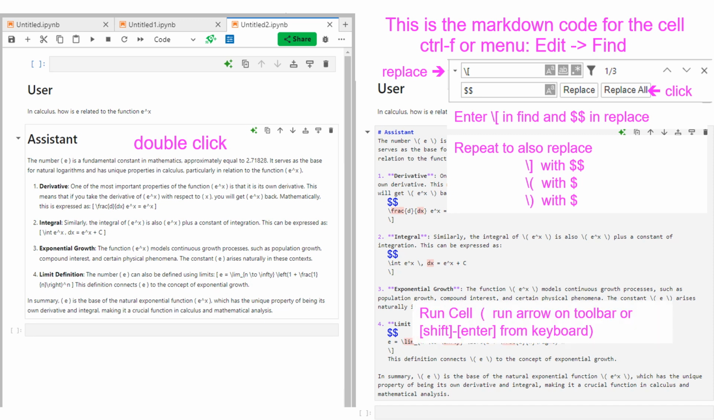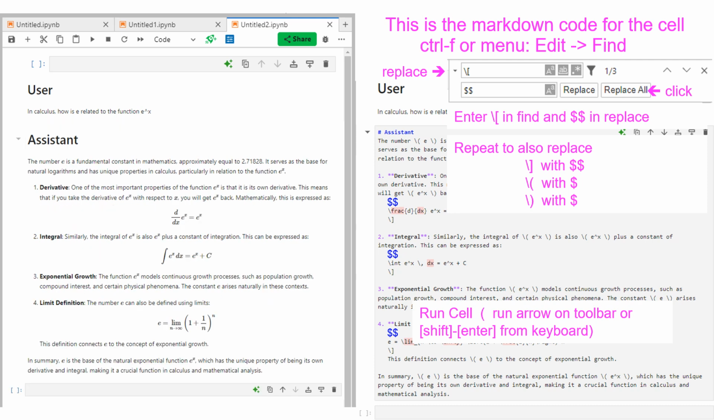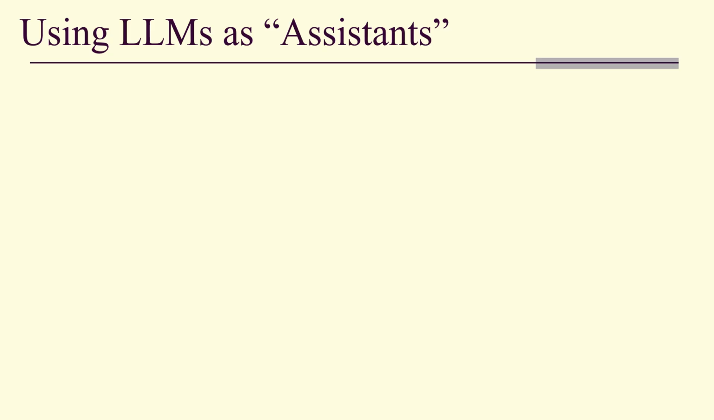And then run the cell. So you can click on the run arrow on the toolbar or you can do Shift Enter. And now you get this. Notice this is a nice response, one that you've done together with ChatGPT, this through the AI system.